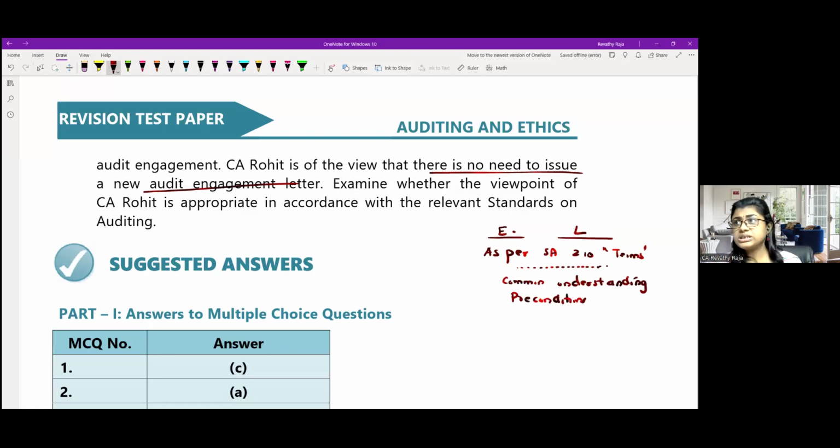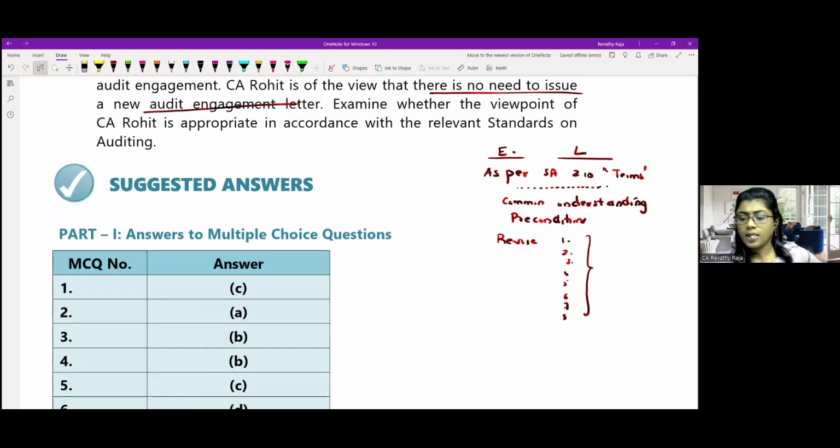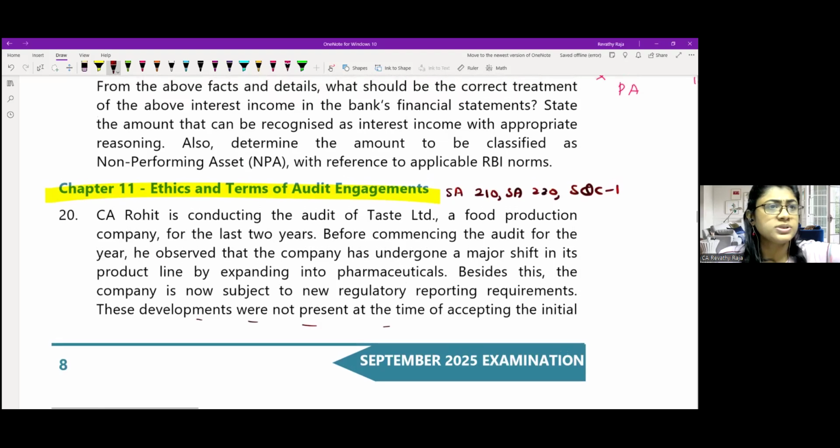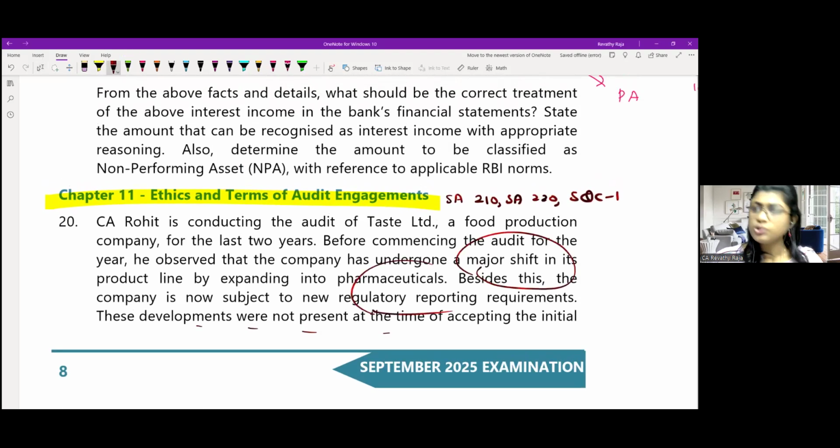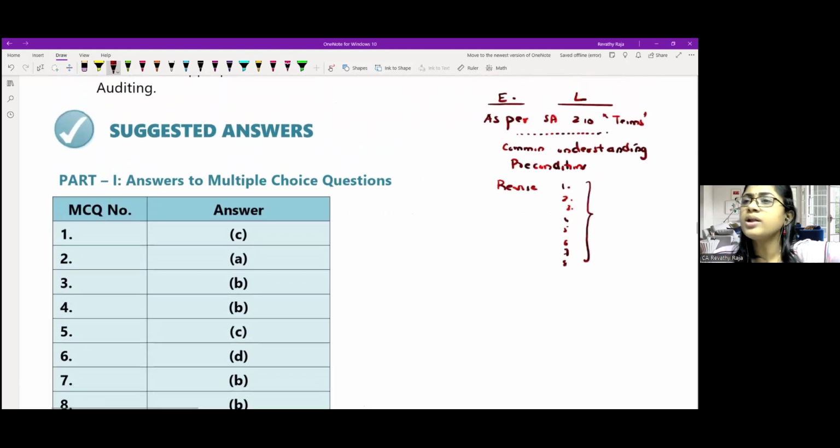For recurring audit, do you need an engagement letter? You need to revise the terms in those 8 cases. And I'm not writing the 8 cases. Remember the 8 cases? Changes in senior management, nature, size of the entity, significant change in ownership, changes in law, regulatory requirement, and so on. Can you reply in the given case? New letter needed, not needed? They say there is a change in new line of business, a major shift. There is new regulatory requirement. So new engagement letter required or not required?